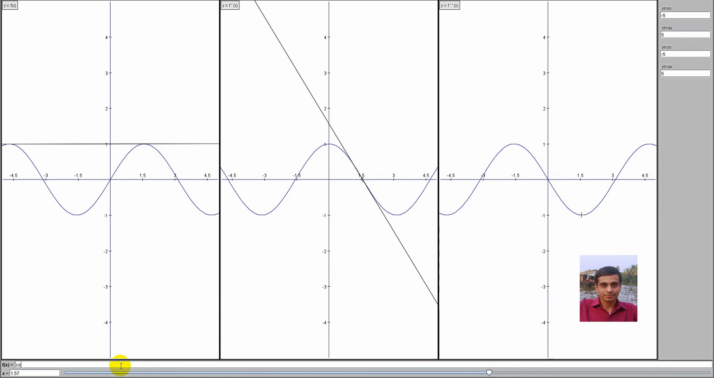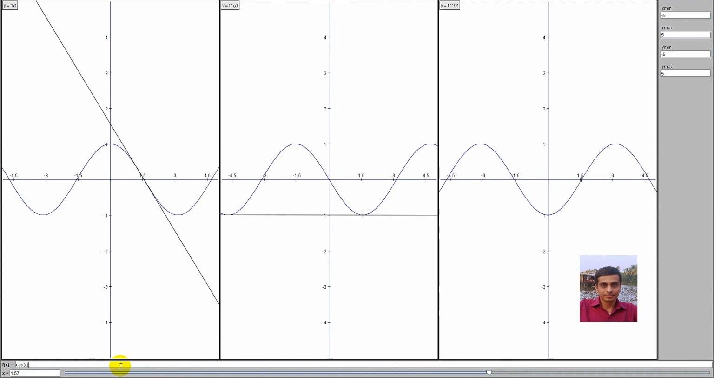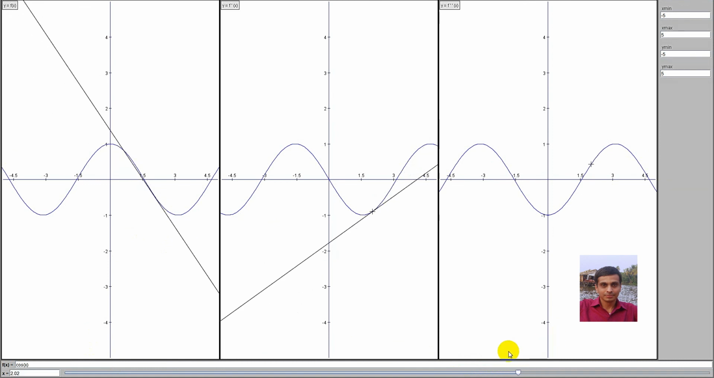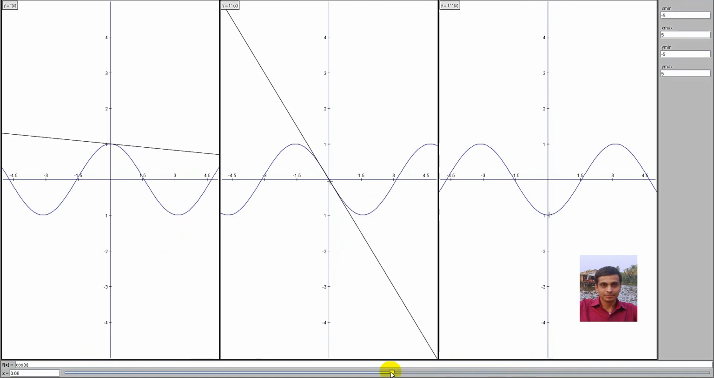For example, this time I change the function from sin x to cos x, and I'll try to see what happens when the function has a maximum value. So I'll make it to maximum. So in the first window, observe that the tangent is parallel to the x-axis, meaning the first derivative is 0 here and the second derivative is negative. What happens at the point of minimum?